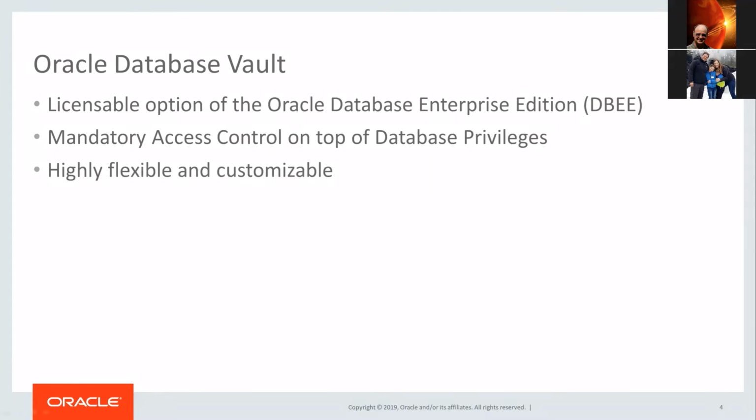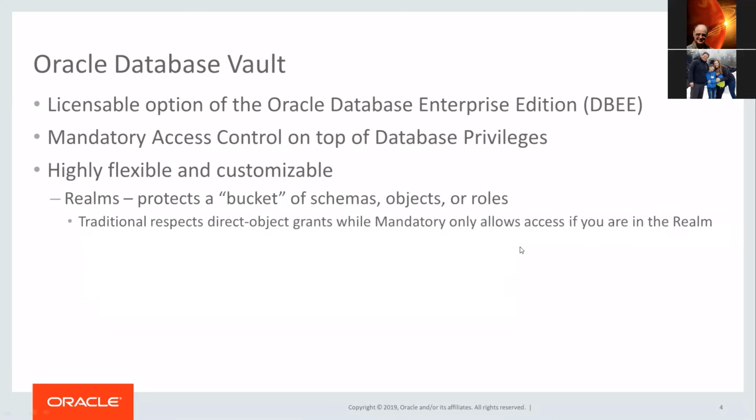The neat thing about Database Vault is just how highly customizable and flexible it is. We can start at the top with a realm, which I call just like a bucket of schemas or objects or roles that we put in that bucket, and then we protect them. We can protect them with our traditional method, where we respect those direct object grants. So if you have select on the table, we still let you perform select on the table. We just block any privileges. And we'll see that in our demonstration today.